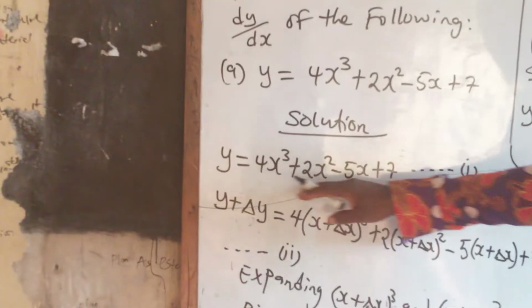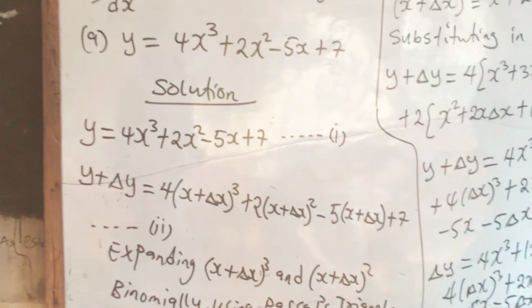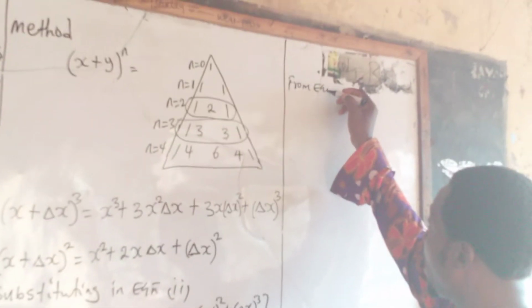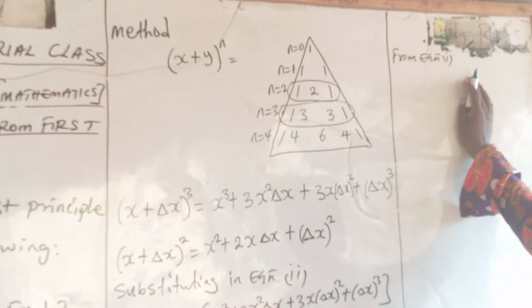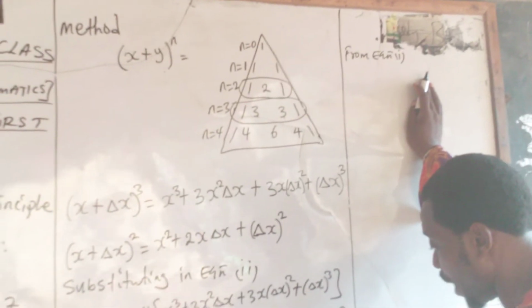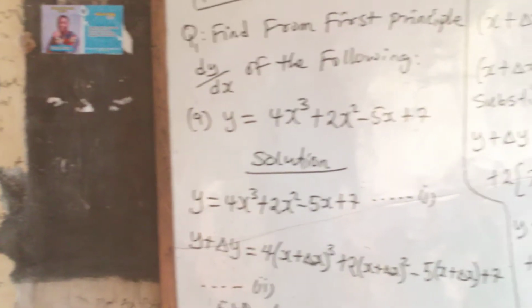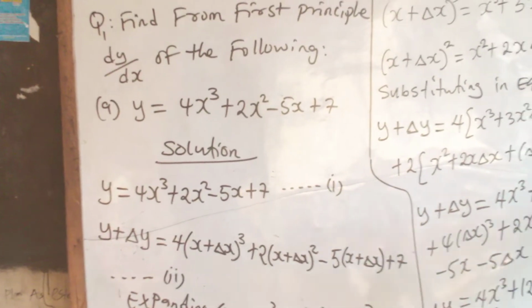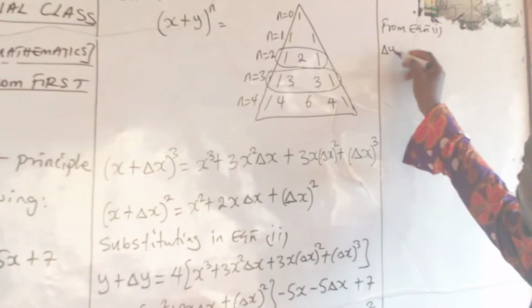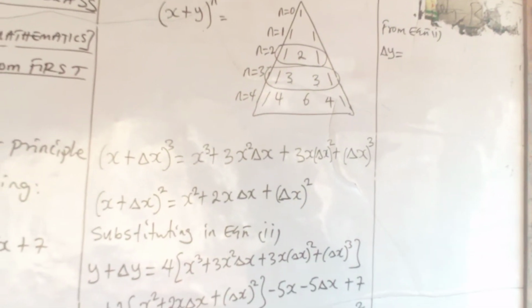Then from equation 1, because equation 1 says that y is still the same thing as this. So what I will do, I will go back to equation 1. So if you go to equation 1, any place you see y, you remove this y and put the value of y. So this expression will now give us change in y will be equal to what?